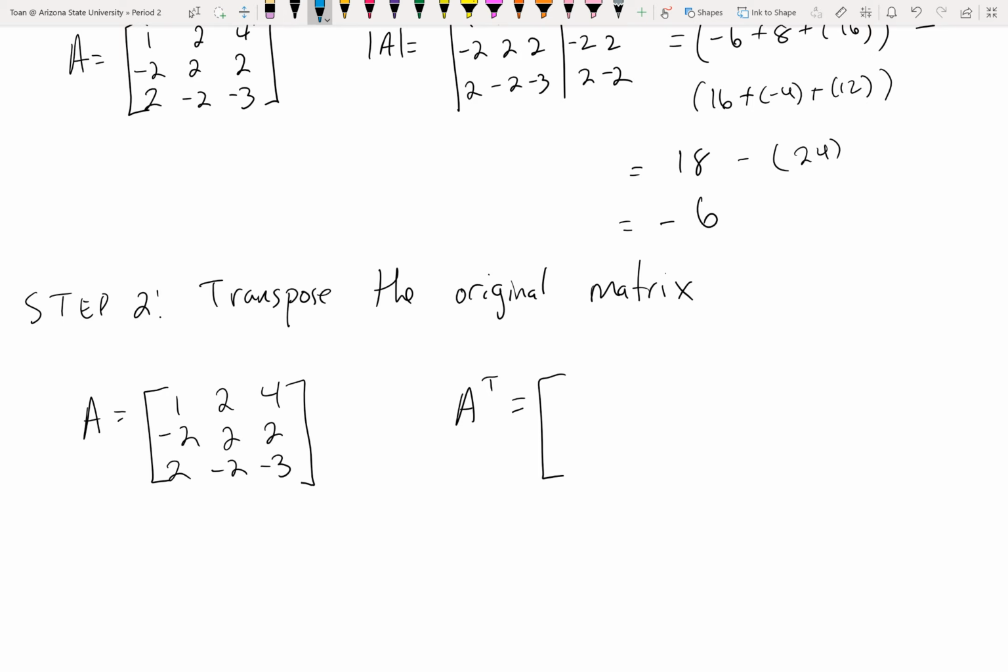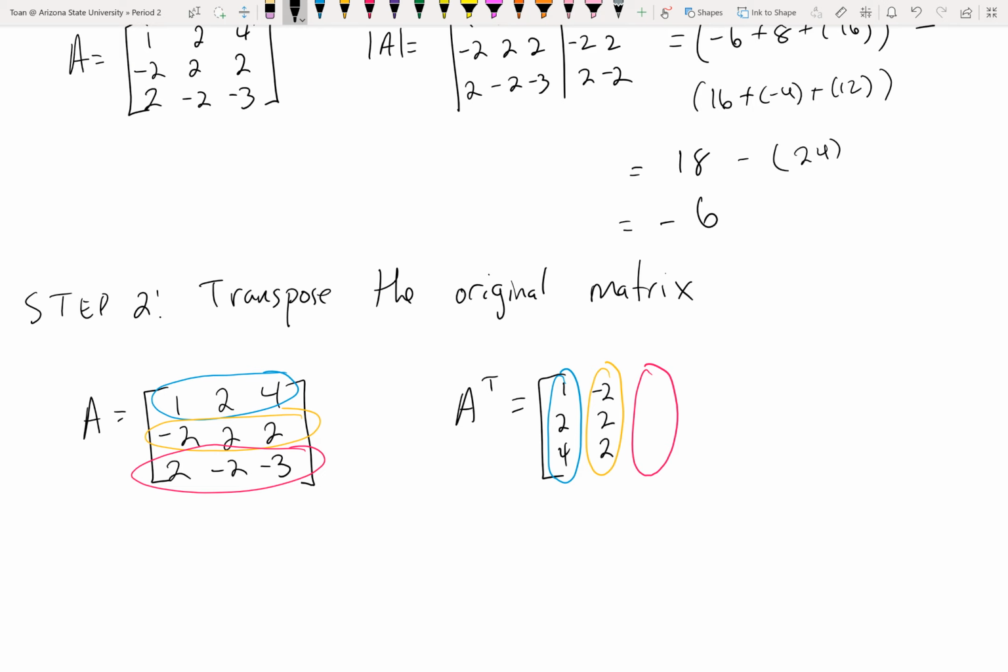So you guys can see here that the original matrix has this row, this row, and this row. What a transpose does is takes those rows and turns them into columns. So you have this column, and this column. So I'd write down 1, 2, 4, negative 2, 2, 2, 2, negative 2, negative 3. So that's what a transpose does. You just take the rows and flip them into columns. That's not too bad, I hope not. All right.